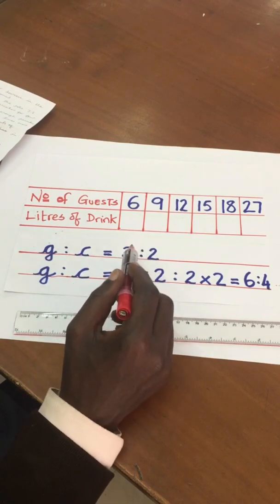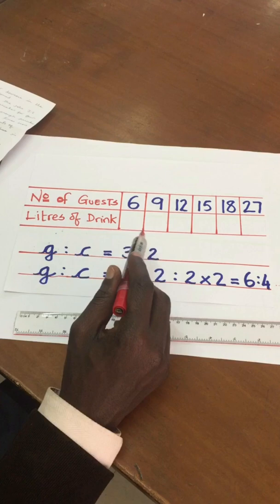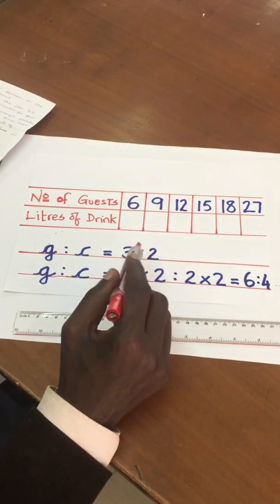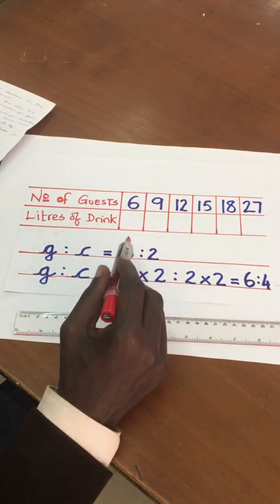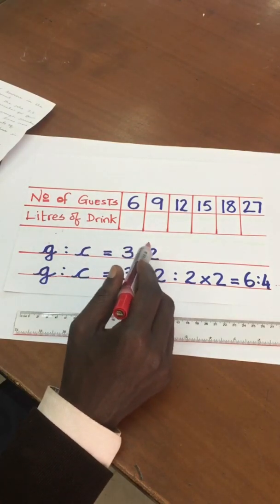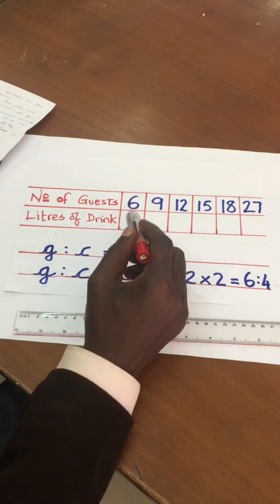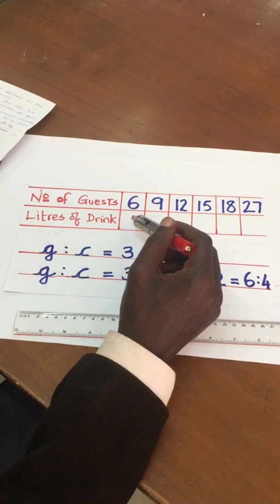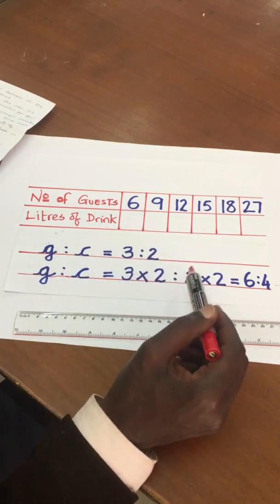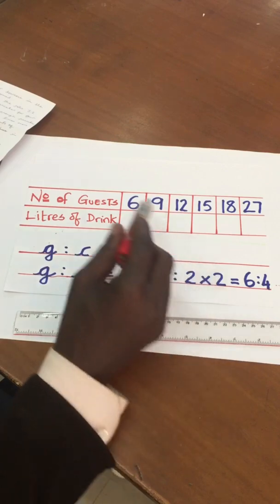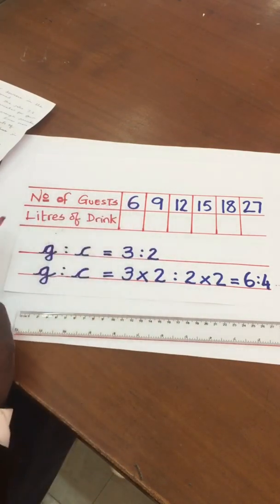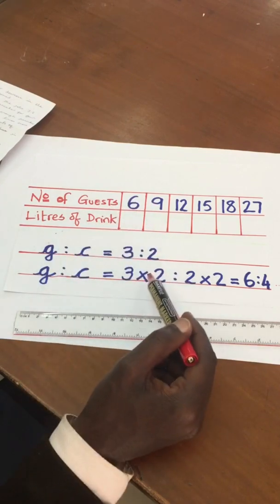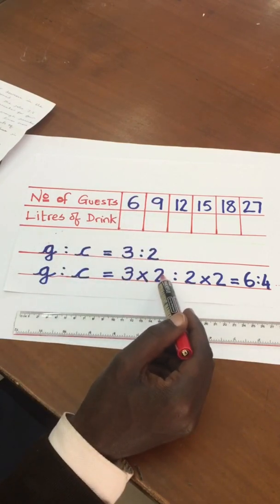Now, when a ratio increases or decreases, that is called a proportion. So for us to find what we have here under liters of cold drink, then we need to find a number that when we multiply by 2, it gives us this 6 here. So for us to have 6, it means 3 was multiplied by 2.